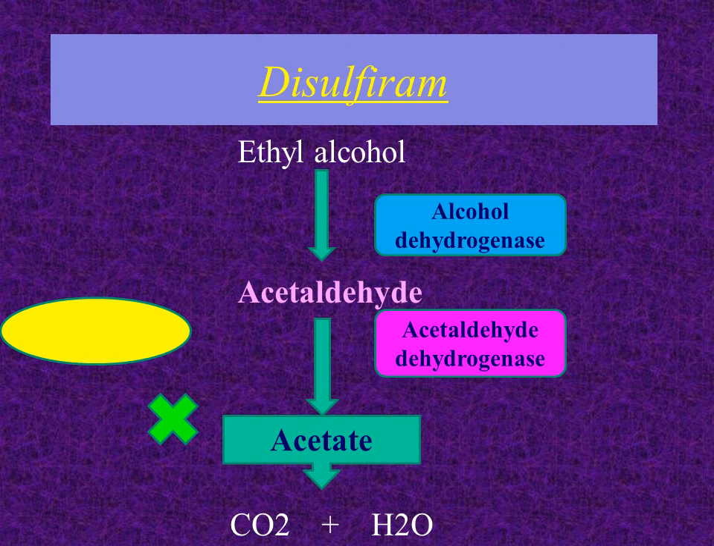This disulfiram is basically inhibiting the enzyme acetaldehyde dehydrogenase. So what will happen? In return, there would be no formation of acetic acid, rather there would be accumulation of acetaldehyde, and there would be severe adverse effects because of accumulation of this component, and this is called disulfiram-like reaction.